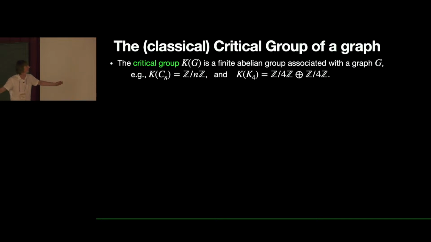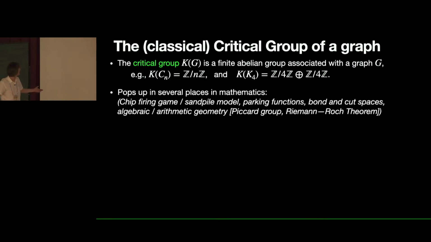So my critical group, what is it? It's a finite abelian group associated with a graph. So rather than a definition, I'll give you some examples. The critical group of Cn is Zn, of K4 would be Z4 plus Z4. The other thing you need to know is it's interesting, okay? And it pops up in several places in mathematics. Most famously, it would be the group of critical states of the chip firing game, or if you're a physicist, the sandpile model. It pops up in parking functions and lots of other places. So it's a genuinely interesting mathematical structure.